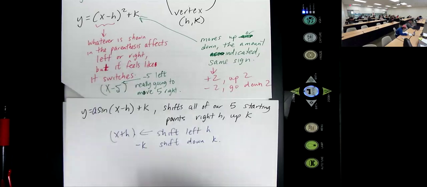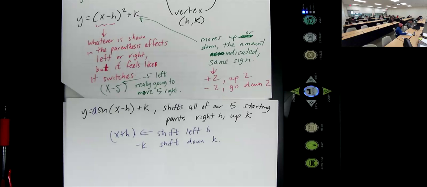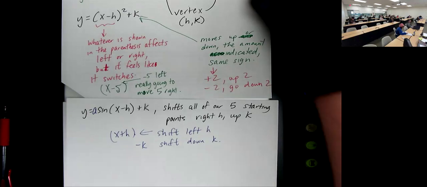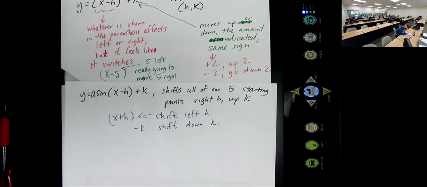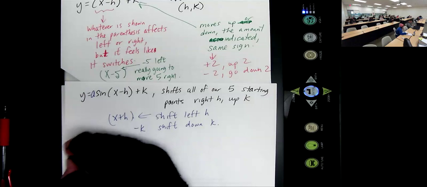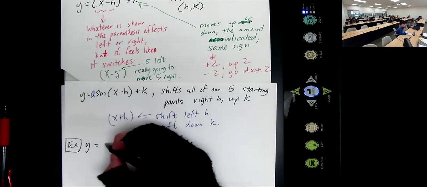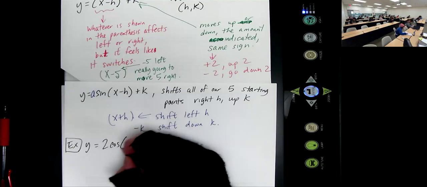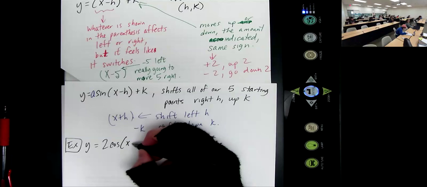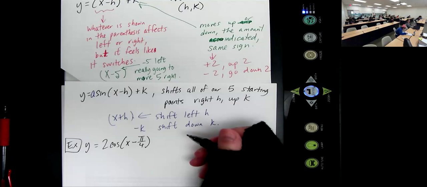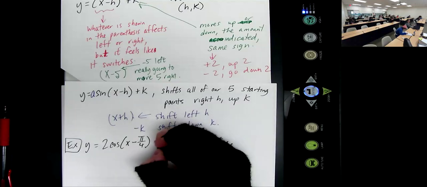And I'm gonna put the a in front of it for now. Having the b inside changes stuff a little bit, so I just wanna do it with something like this first. Y equals 2 cosine x minus pi over 4 plus 1.